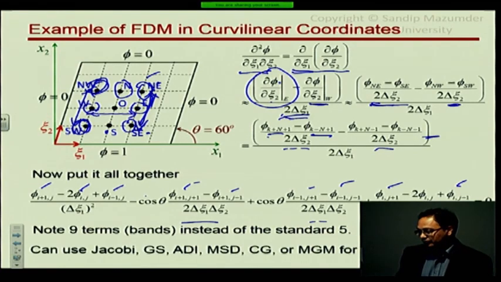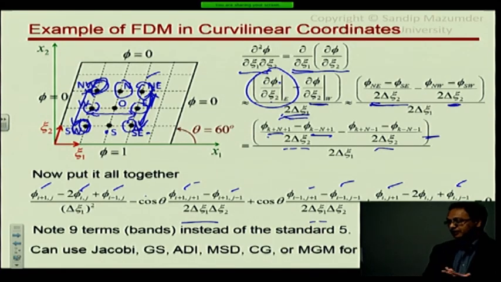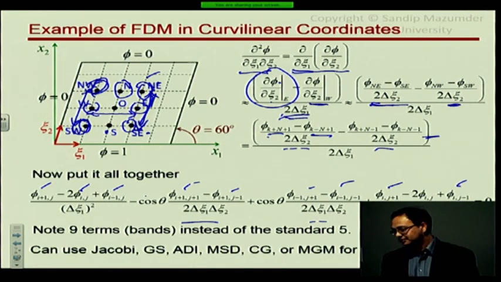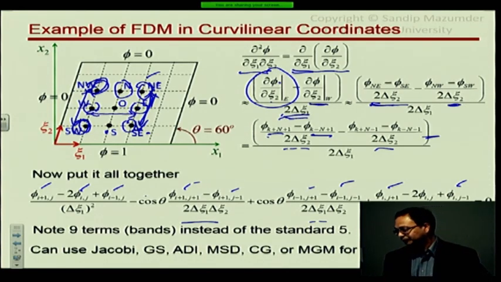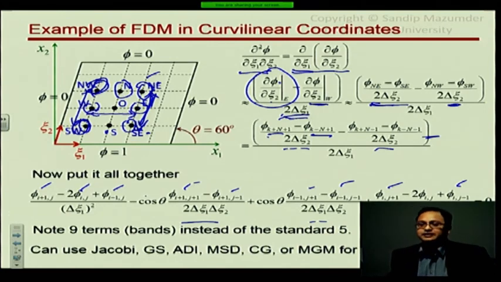But of course you can use your Jacobi, Gauss-Seidel, ADI, method of steepest descent, conjugate gradient, multigrid, any of those methods for this. The only method that you cannot use directly is Stone's method, which we talked about for 5-banded systems. Of course, you can rederive Stone's method for a 9-banded system. But other than that, any of the methods that you have, you can use to solve that system of equations. Any questions so far?